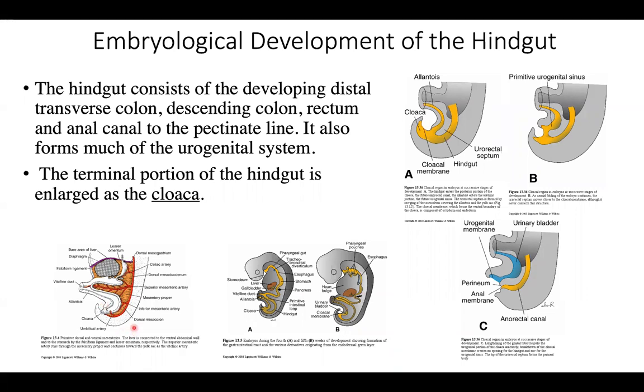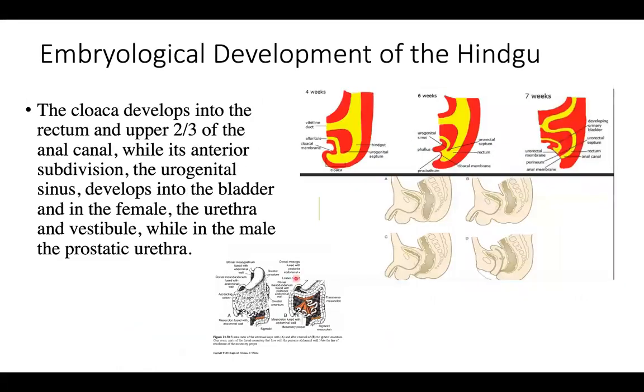Now the next one we go through. This is the same thing, just showing you more detail. So the cloaca develops into the rectum, you see rectum, and the upper two thirds of the anal canal. You see, upper two thirds of the anal canal.